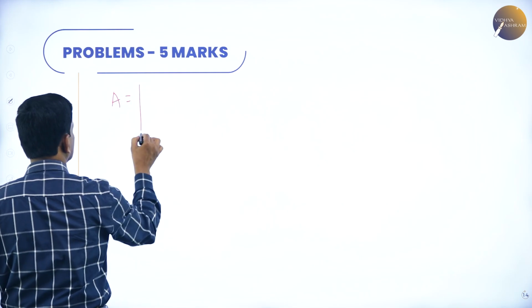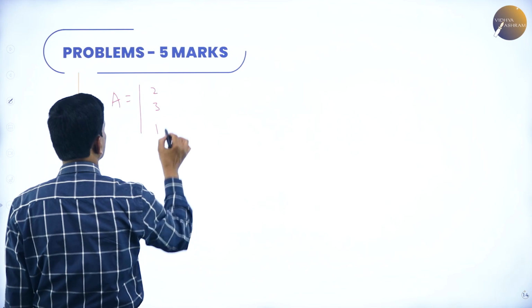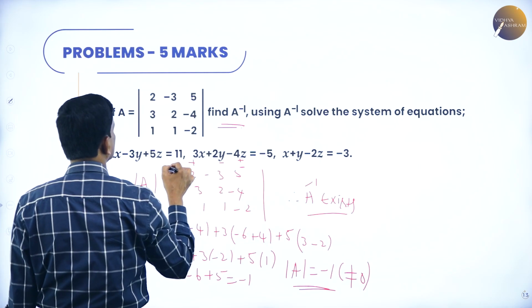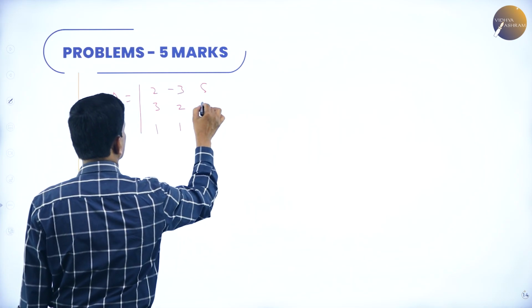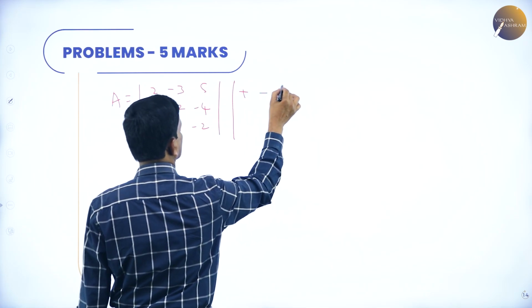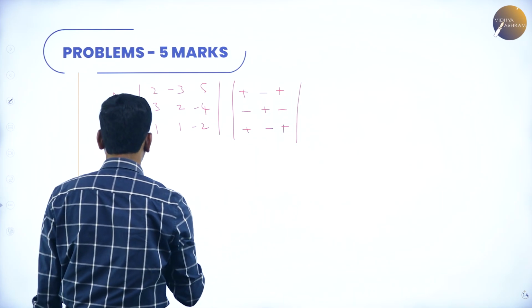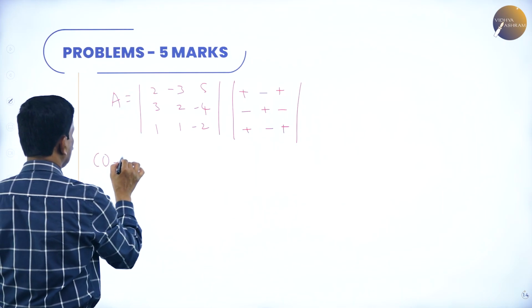A is equal to determinant 2, 3, 1, then minus 3, 2, 1, then 5, minus 4, and minus 2. Now, signs for this are plus, minus, plus, minus, plus, minus, plus, minus and plus. Now, just write down the cofactors.